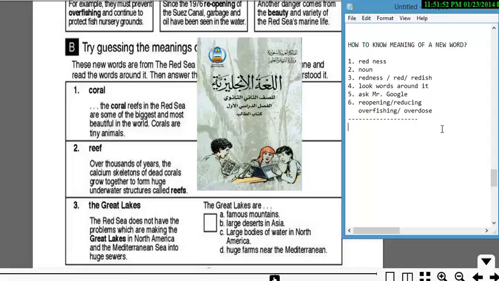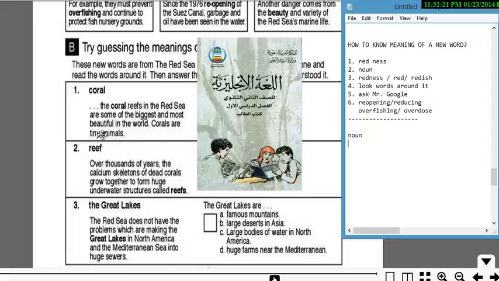Corals, first of all, are just one syllable, so I don't know how you can really define it. But you can tell that since it has an S, it is a noun. It ends with an S, and then it's a noun. And you can also read the words around it: the coral reefs in the Red Sea are some of the biggest and most beautiful in the world. Corals are tiny animals.